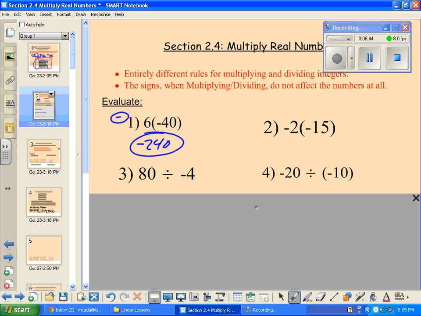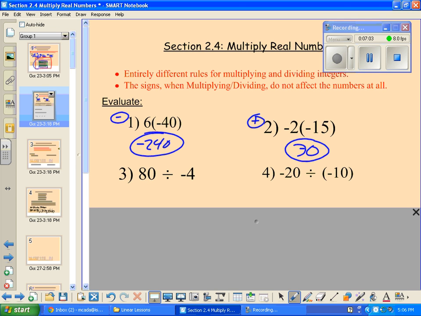Problem number 2. It says negative 2 times negative 15. If I'm multiplying a negative times a negative, I'm going to get a positive for an answer no matter what the numbers tell me. So right away you say, okay, that's going to be a positive answer, and kind of note that to yourself. 2 times 15 is always going to be 30. And like I said, this one's positive, so it's just positive 30.